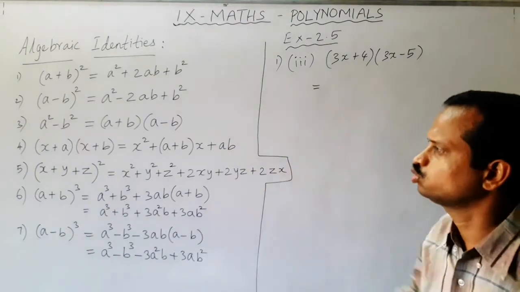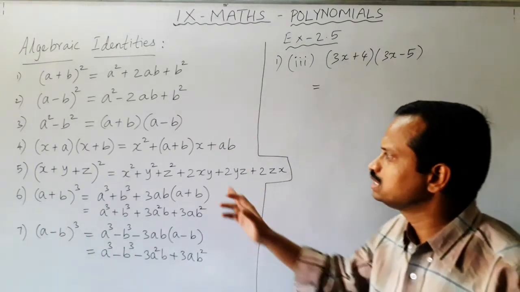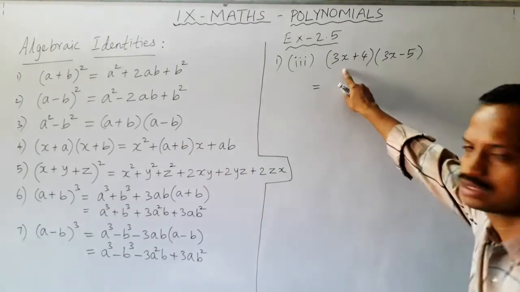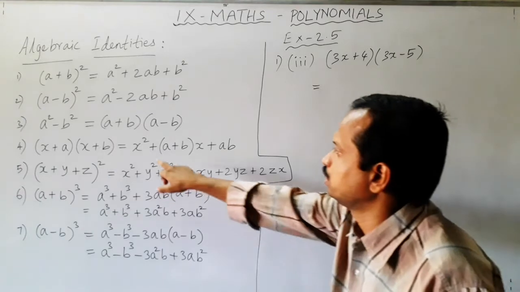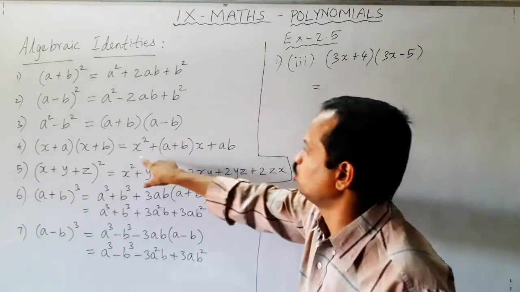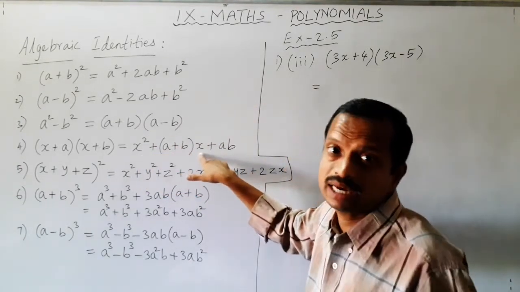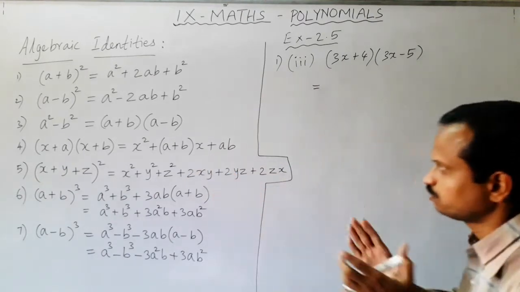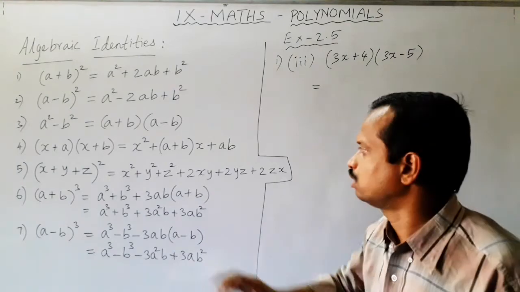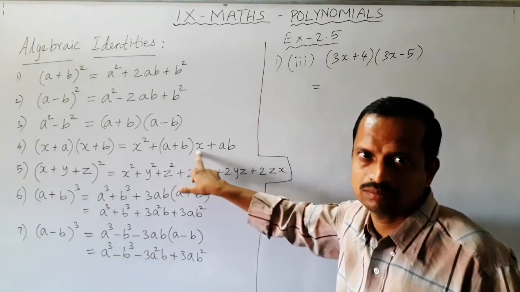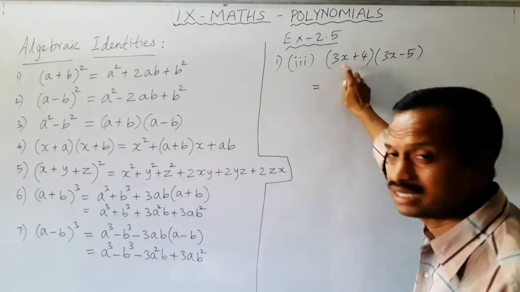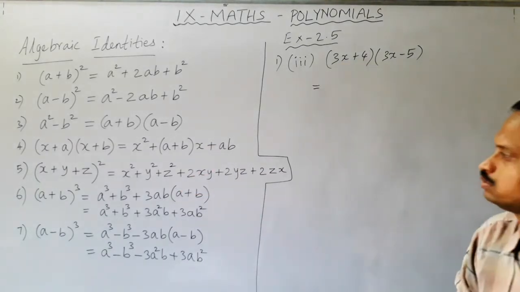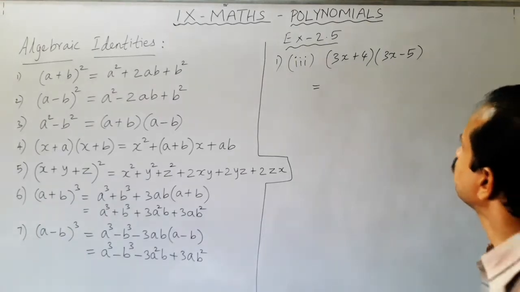So we can use the fourth one, but if you use this identity, definitely you will make mistakes, because instead of x, here it is 3x. Clear? So here you have to put (3x) the whole square, and instead of x you should write 3x. Definitely most of the children write only x, not what is given here. So that is why I am telling you, just do the usual multiplication.